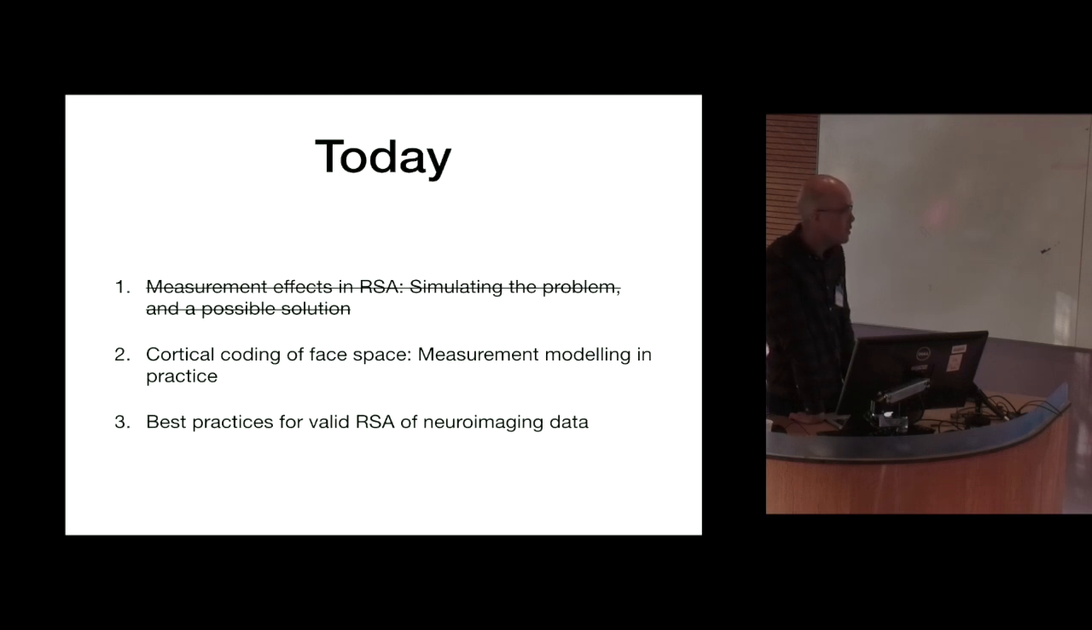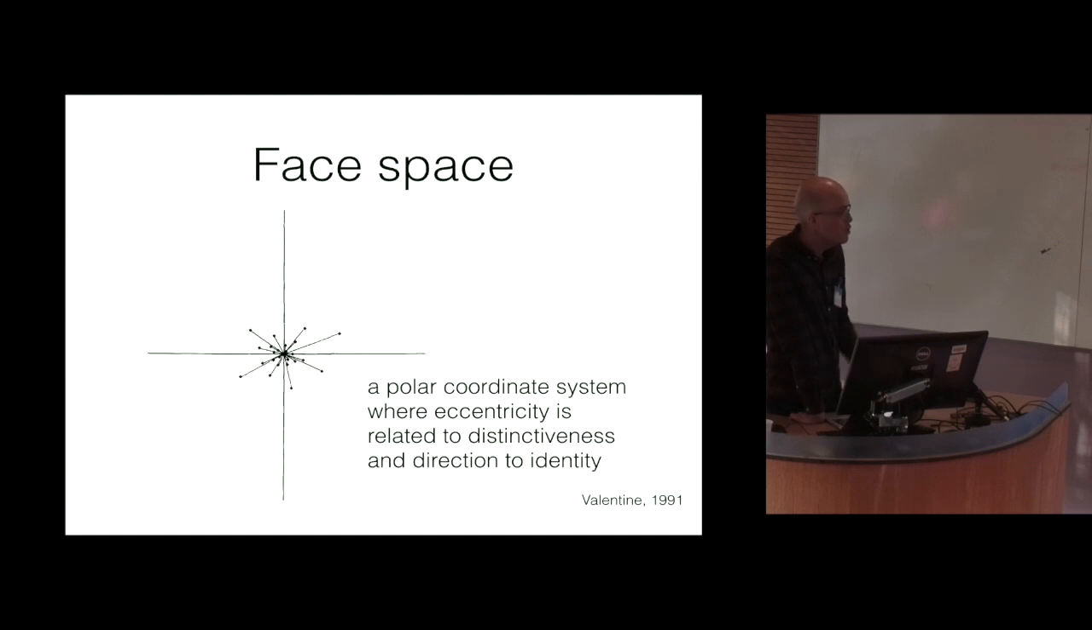Now let me look at a concrete example of this, which concerns an fMRI study of face coding. For those of you who are not face processing people, face space is this sort of theoretical idea that individual faces might be represented in a multidimensional space, where at the origin you have the average face that you've ever seen, and individual faces are encoded as vectors that extend out from that point, where the direction of the vector conveys identity-related information, and the length of the vector conveys typicality information, so how unusual or how distinctive a given face is.